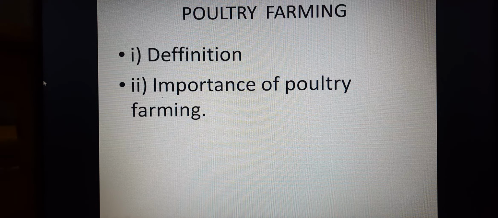Next, we come to poultry farming. Poultry farming is the rearing of birds for getting eggs and meat. The importance of poultry farming is very high because nowadays we need proteinaceous food. Most of the proteinaceous foods we are getting from eggs and meat.